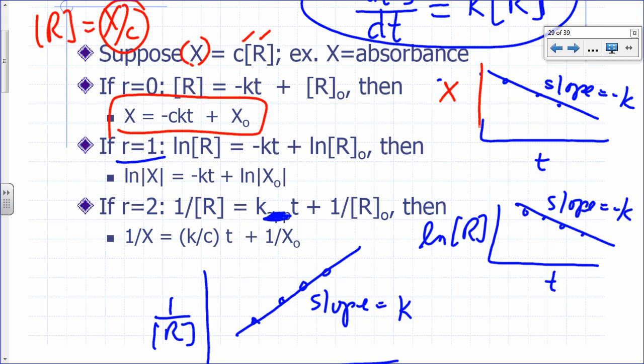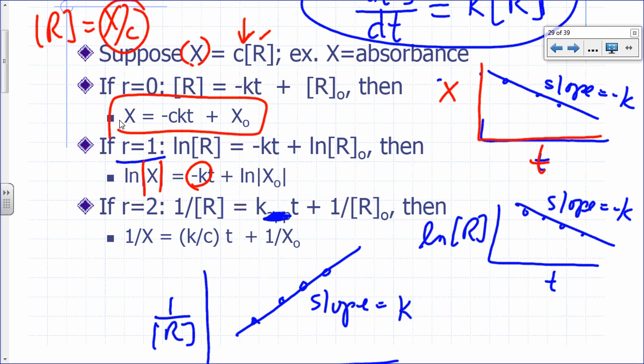So you still get a straight line. If you plot X versus time instead, you're still going to get a straight line with a slope of negative K. Similarly, if you plot ln of X versus time, provided your constant is positive, then you also get a straight line with the slope of negative K. Just in case your constant is negative, then you just take the absolute value of X. You can't take the logarithm of a negative number. Same idea, in this case your slope is going to be negative K.